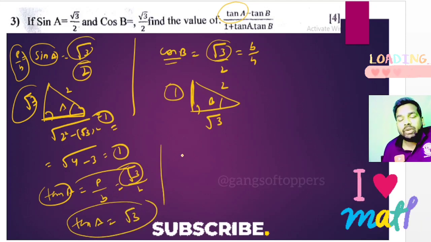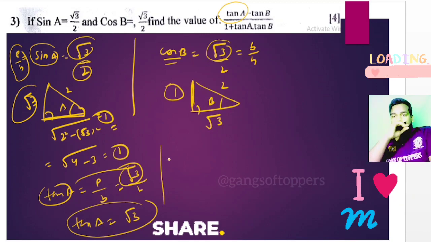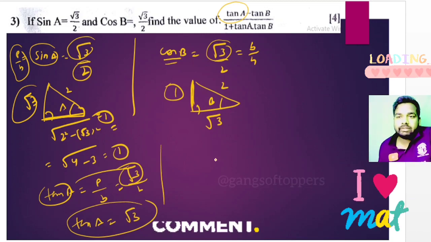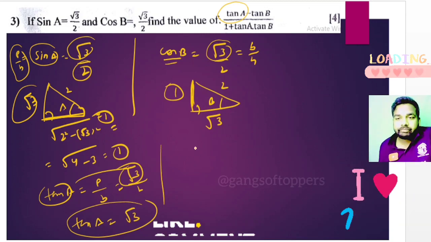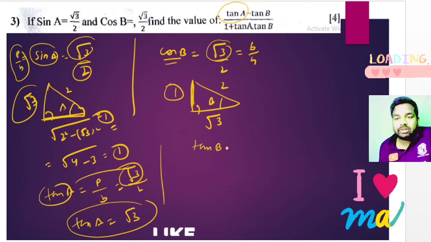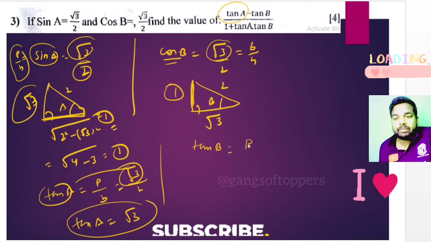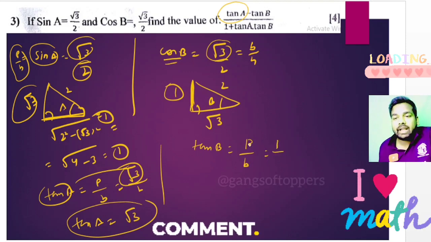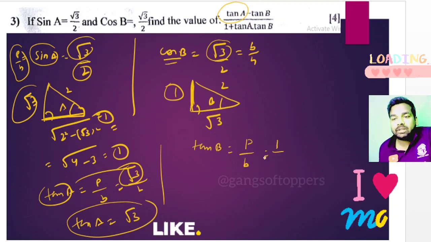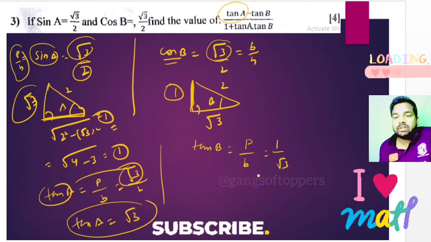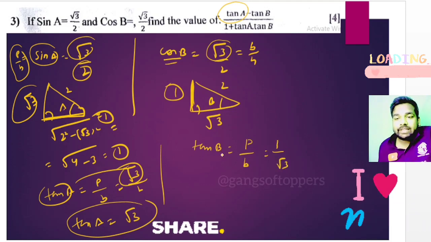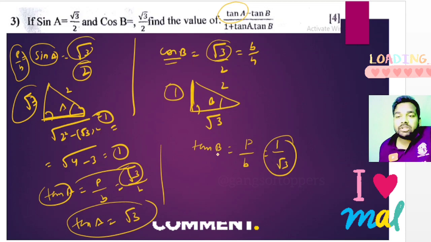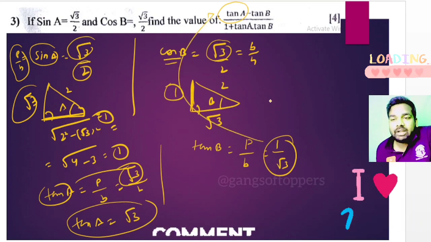And now again we are going to find the value of tan B. Just utilize the concept that tan B is also perpendicular by base. So the perpendicular is 1, and the base is root 3. So from here, tan B is equal to 1 by root 3. Now just put the values in the expression, okay?